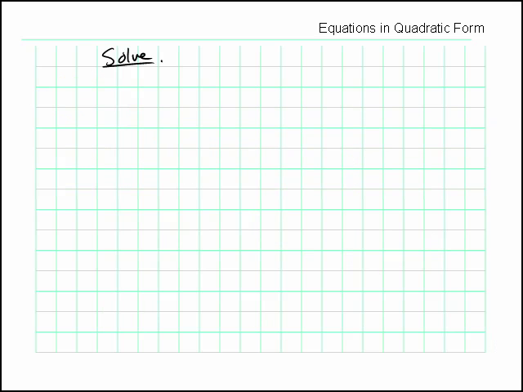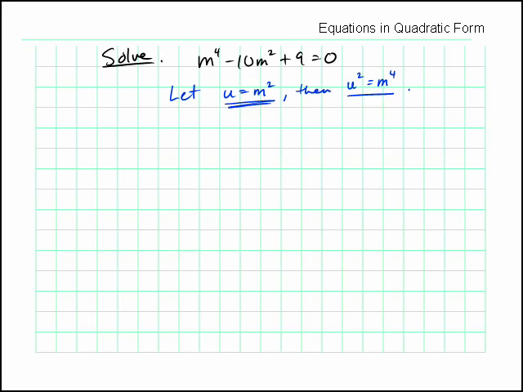Here's another one very similar to this example. Suppose we need to solve the equation m to the fourth minus 10m squared plus 9 equals 0. Once again, it's not quadratic, but I'm going to put it in quadratic form by making a substitution. Let's let u equal m squared. If we do that, then u squared will be m to the fourth. You just square both sides. Plugging those u's in for the m's, this equation can be rewritten as u squared minus 10u plus 9 equals 0. And so I now have it in quadratic form.